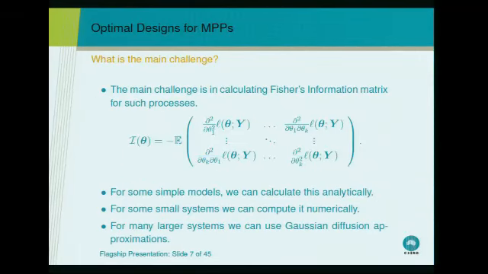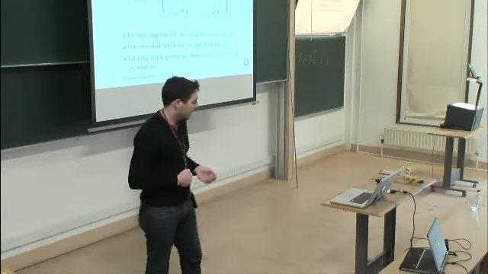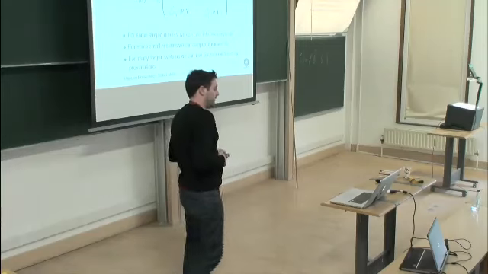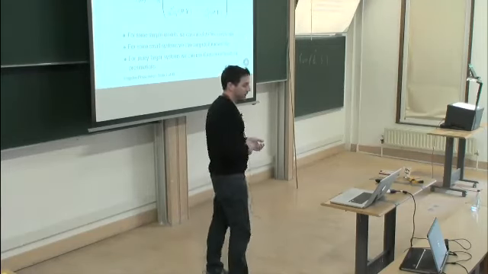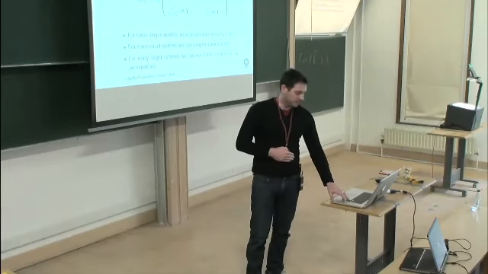The main challenge in this type of work is computing the Fisher information matrix. There are really three scenarios, and I'm going to try to discuss them all in my available time. For some very simple models, we can calculate the Fisher information analytically. This is definitely not common, and even for some one-parameter models, we can't do it. For some small systems, we can compute it exactly numerically, but for many larger systems, we have to resort to approximations. This is something I think Gavin Gibson will also be talking about on Thursday, and I'll be talking about the use of Gaussian diffusion approximations.